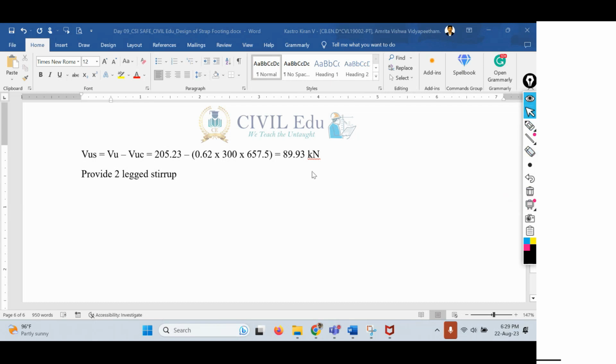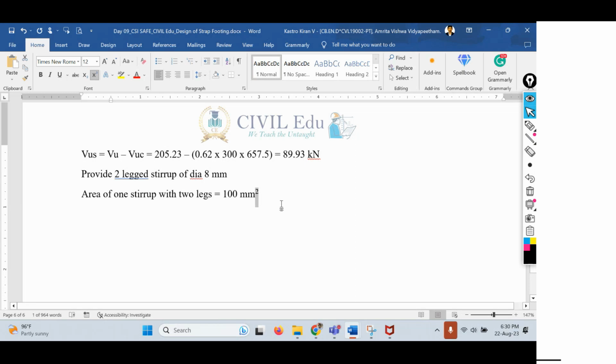Usually the diameter of the stirrup is taken as 8 mm. So provide a two-legged stirrup of diameter 8 mm. Therefore, the area of one stirrup with two legs is approximately 100 mm square.